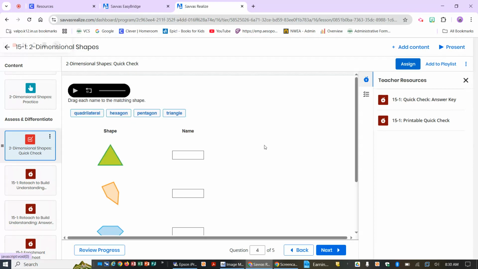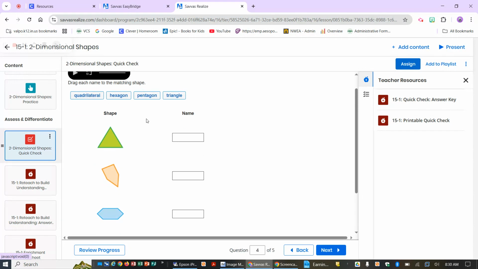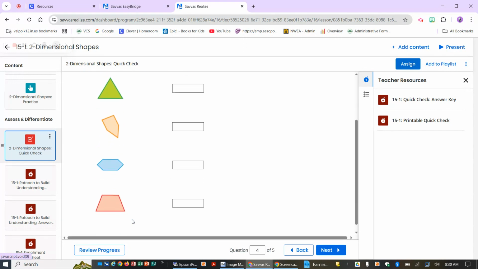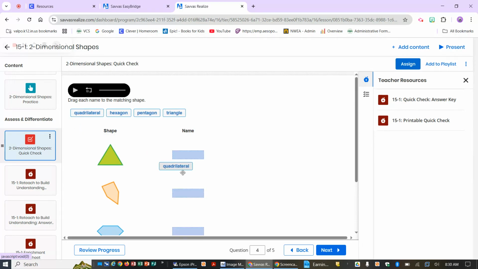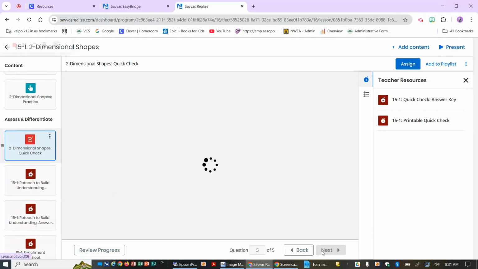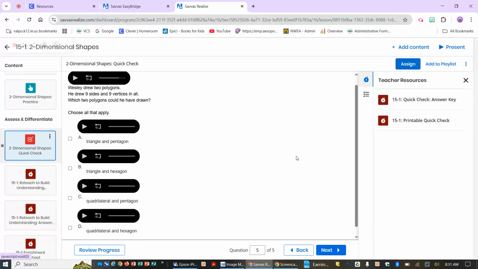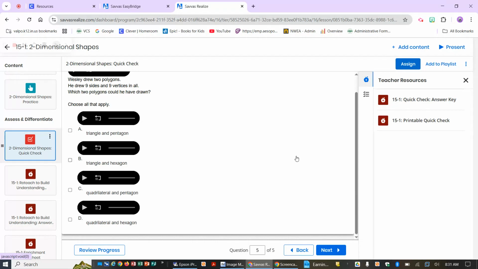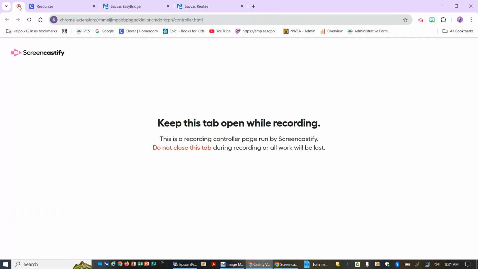Good morning. This one is asking you to drag the name of each to the shape. So you will drag this to the right box and match it to the shape. And number 5 says Wesley drew 2 polygons. He drew 9 sides and 9 vertices in all. Which 2 polygons could he have drawn? So if we are adding the sides of both shapes, which ones could he have chosen? This is one where there is more than one right answer, so add carefully. I know you'll do great. Take your time and do your best.